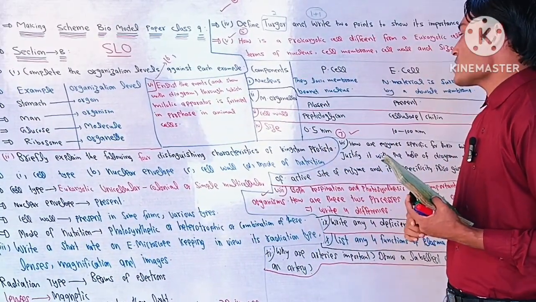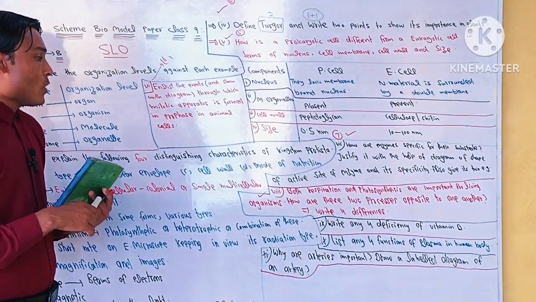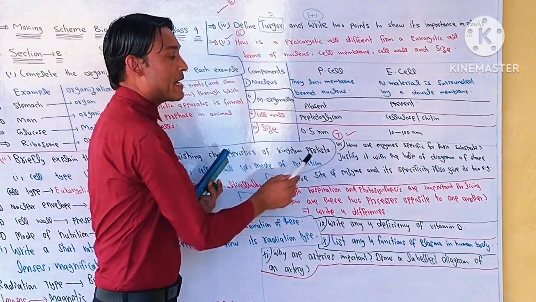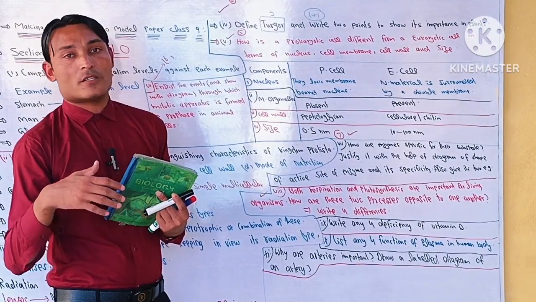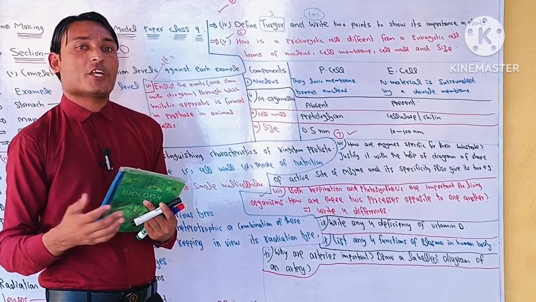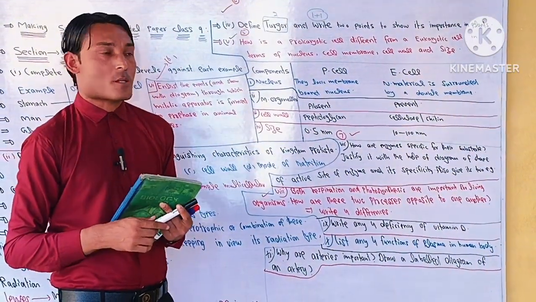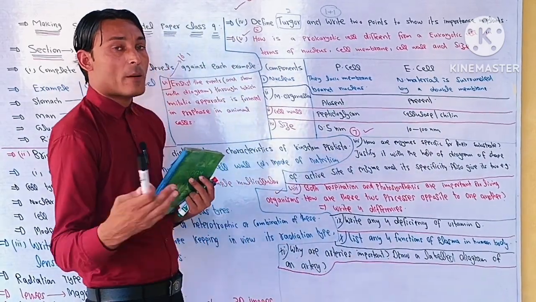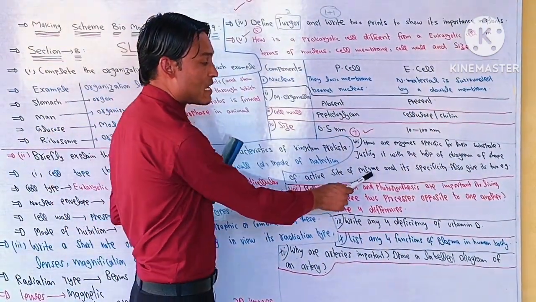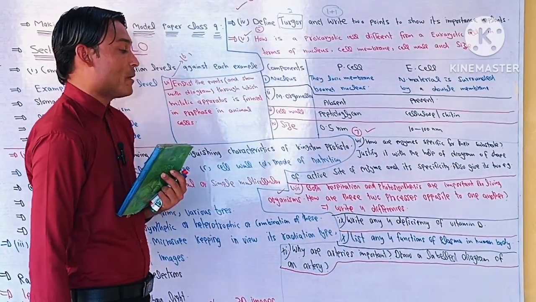Now question number 7: how are enzymes specific for their substrate? As we know, there are 2 models, the lock and key model and the induced fit model. You have to explain how enzymes are specific for the substrate, and second, justify it with the help of a diagram of shape. Simply explain the active site of the enzyme and its specificity. Also give two examples.